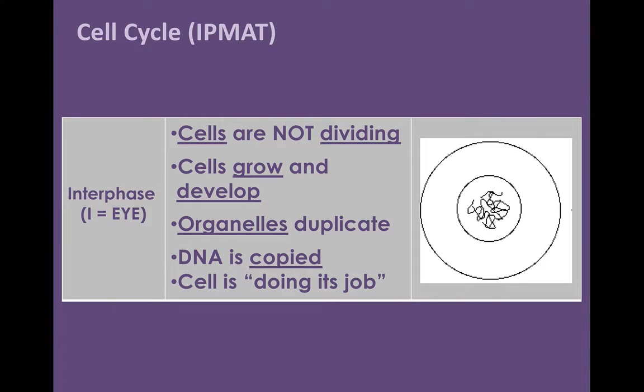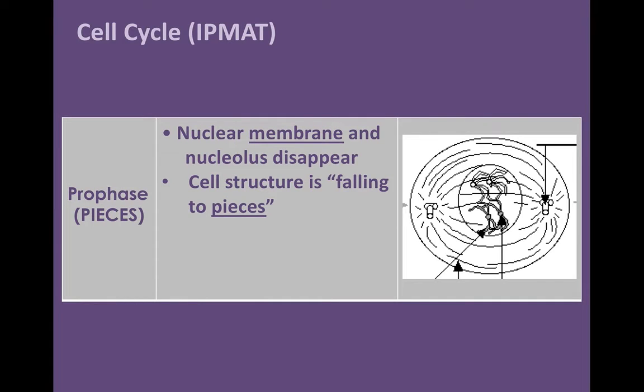All right, the P in IPMAT, of course, stands for prophase, but we'll also use the word pieces to help us remember what's happening during prophase. So over in the box it says prophase, go ahead and add the word pieces underneath because this is where the cell structure starts to fall to pieces. The nuclear membrane is disappearing, the nucleolus is dissolving, and all that structure that we know as the cell is sort of falling apart. Okay?